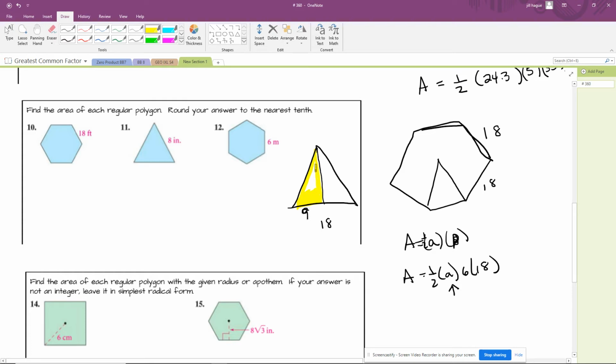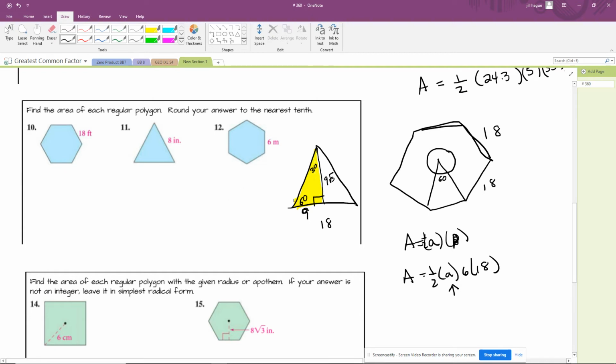You could use trig if you want, but if you remember your 30, 60, 90 stuff, this is where you'd want to use it, because we know in a hexagon, this is 360 degrees. If I divide it by 6, this angle right here is 60. If I cut that in half, that means this angle right here at the top is 30, which means this is 60, right? And I have a 30, 60, 90 triangle. If this is 9, then the apothem has to be 9 square root of 3. So if you remember that from your special right triangles, this is much quicker than using trig.